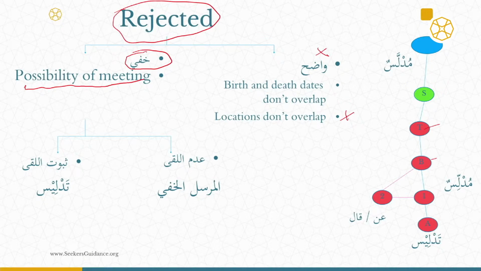This is why we call it obfuscation. It's obfuscated, it's made unclear. And there's different ways of categorizing this. So when there's definitely a meeting that had taken place, or there is transmission that has taken place between said student and teacher, right? But then the student transmits from the teacher something that he didn't actually hear.